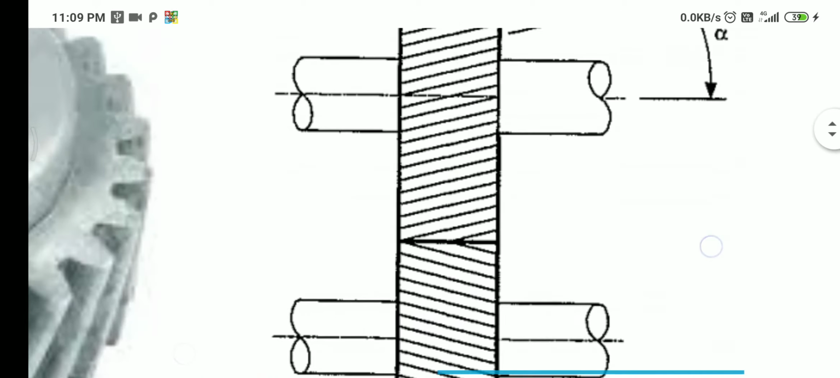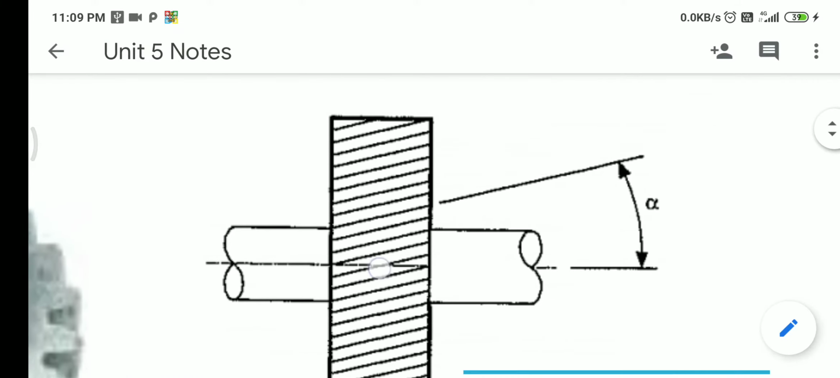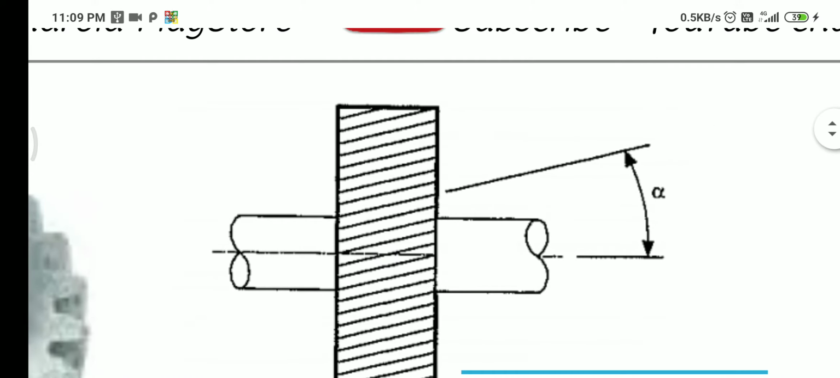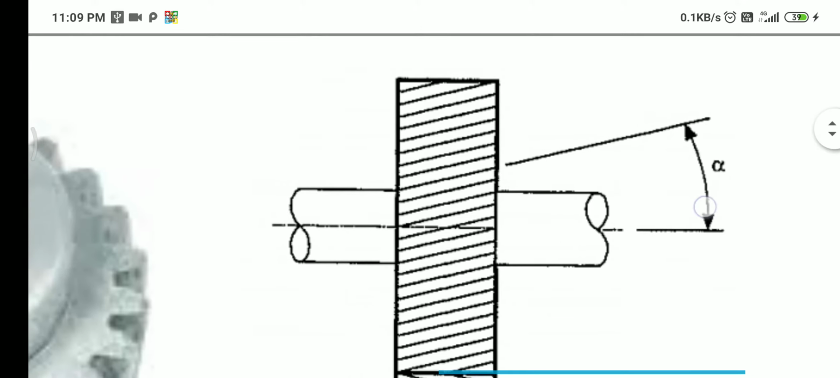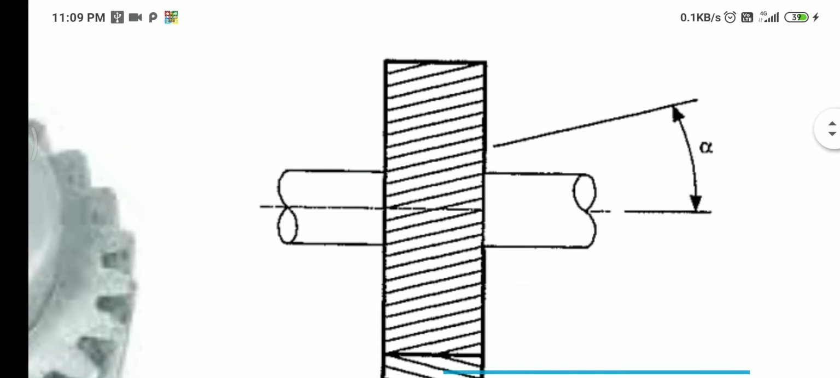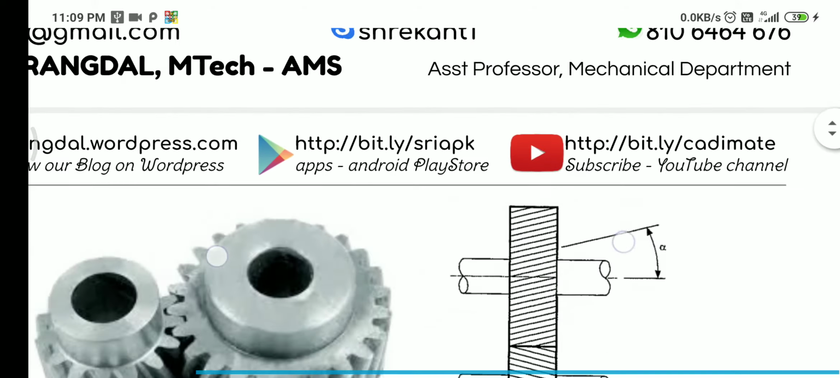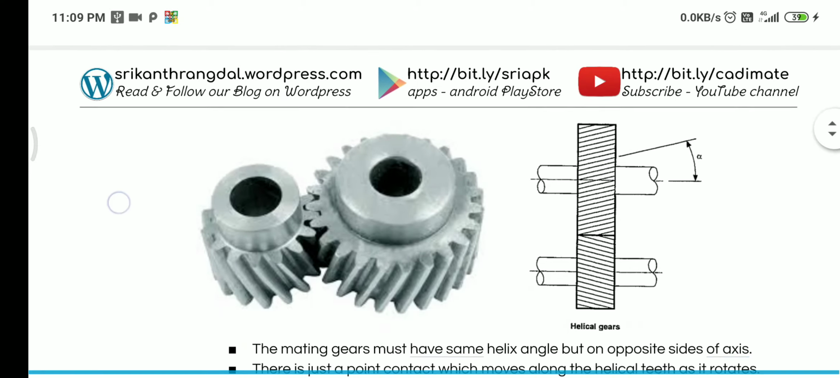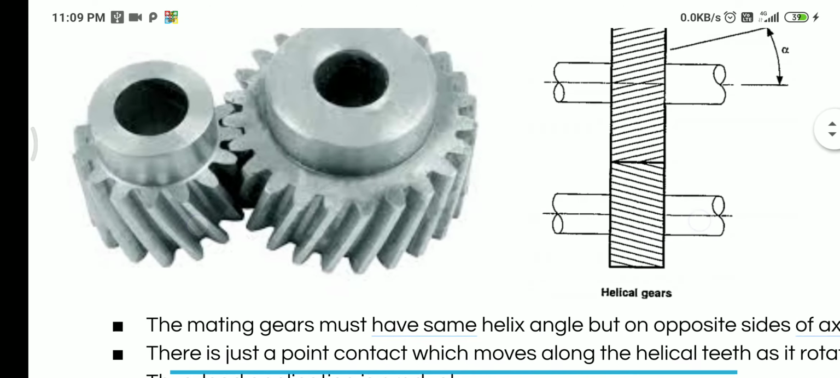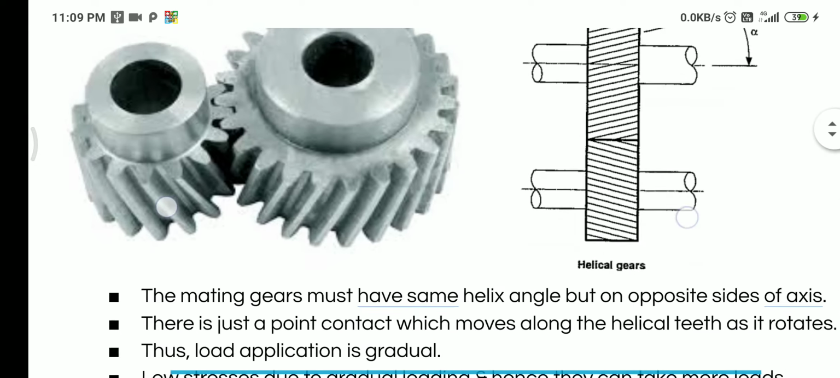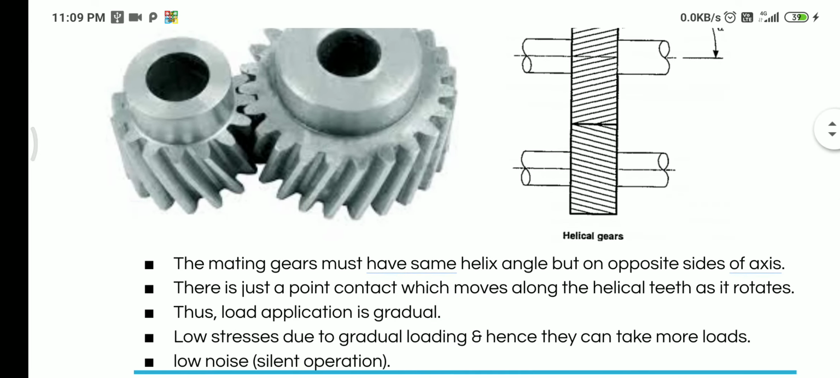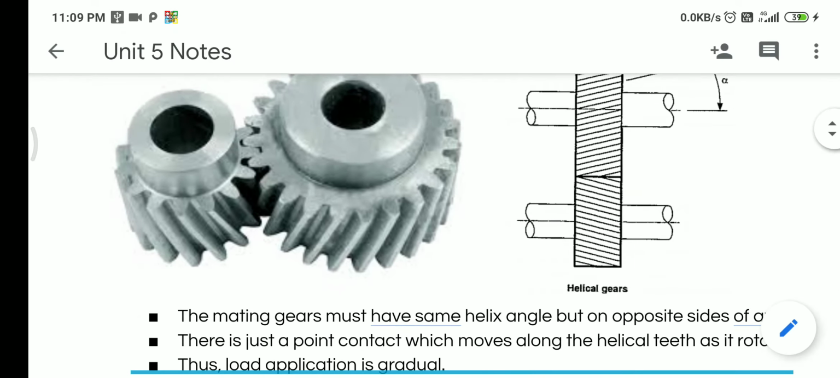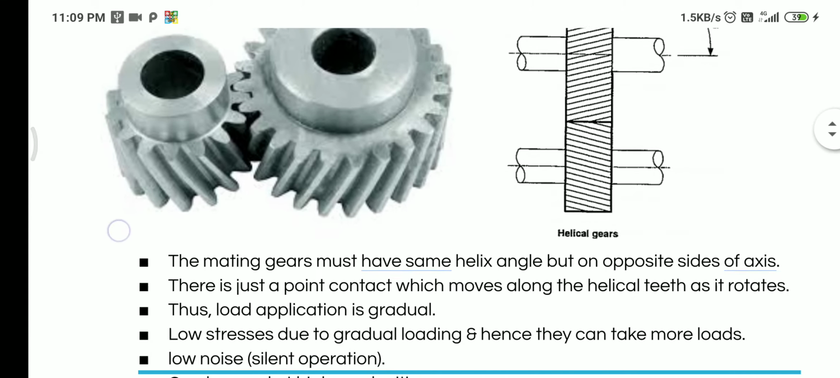You can see here in this diagram the teeth are slightly inclined, and the angle of that is called the helix angle. You can see here that the helix angle is alpha. So if you want power to be transmitted between parallel shafts, you have to ensure that not only the module of the two gears is the same, but also the helix angle has got to be the same.